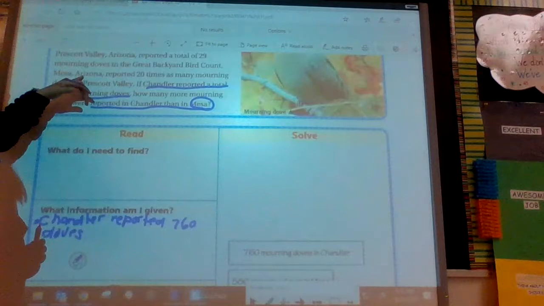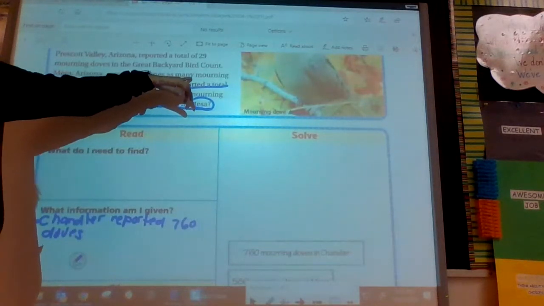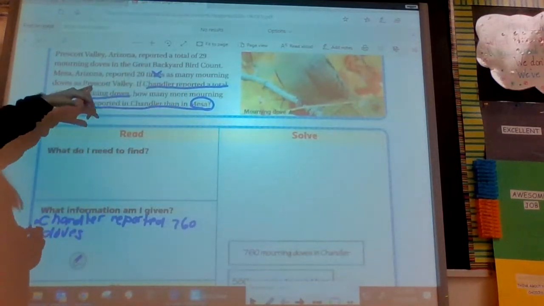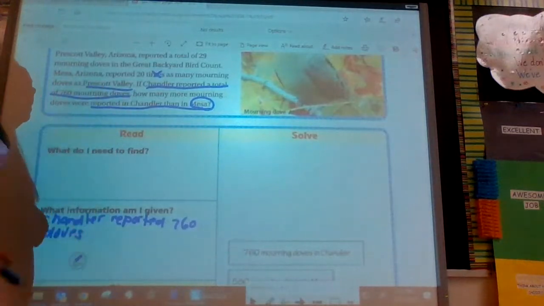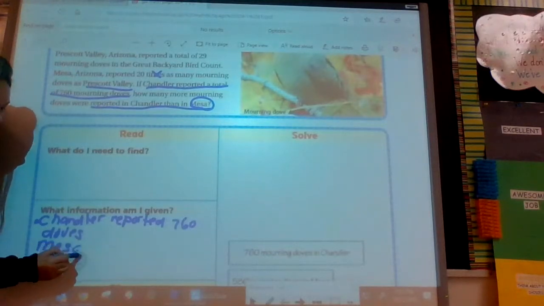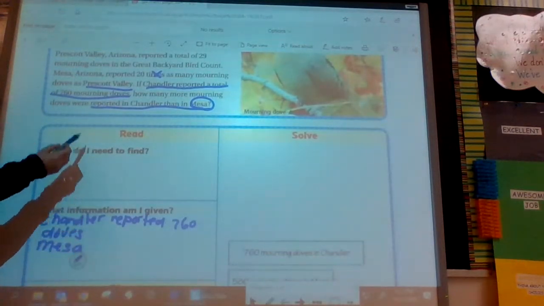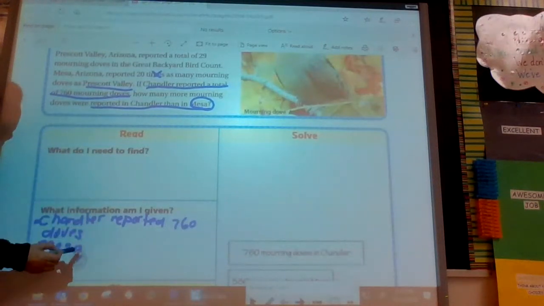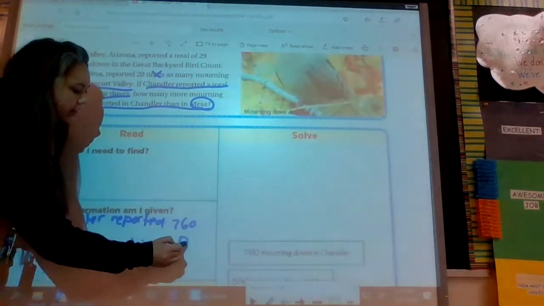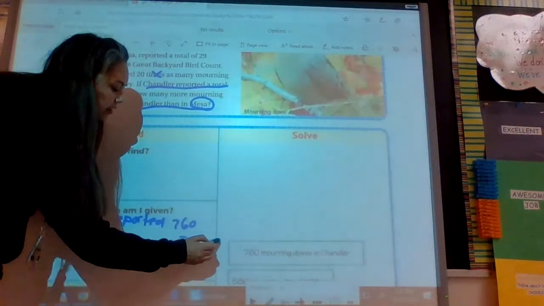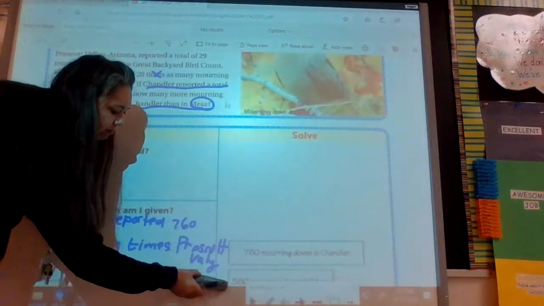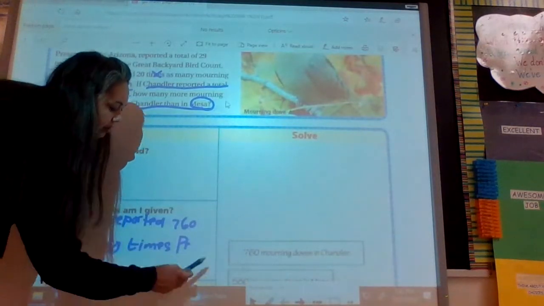So I had to figure out something about Mesa. Well, I see the word Mesa, Arizona here, and they reported 20 times, ooh, I see that times, so I'm going to put a times sign in front. 20 times as many mourning doves as what? Oh my goodness, Prescott Valley. So I know that I know information about Mesa, but it's not giving me all of it. What I know about the Mesa is that it's giving me that it's 20 times Prescott Valley. So now, ooh, that's what I get for trying to write these.